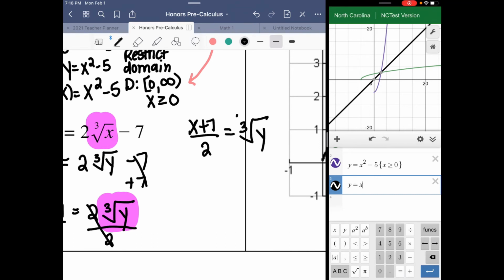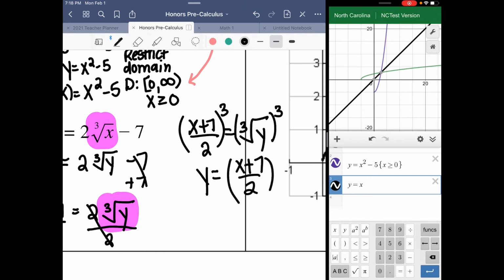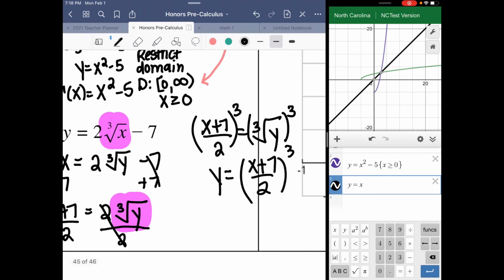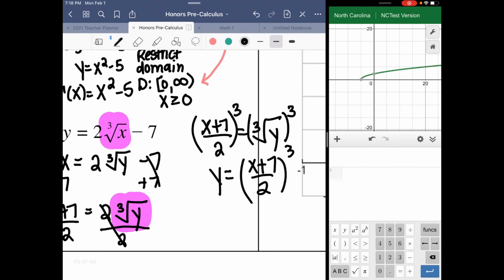So we're down to the last piece. Just like if we have the square root, we square it. If we have the cube root, then we're going to cube it. So now we have y equals x plus 7 over 2 cubed. So let's look at the original.